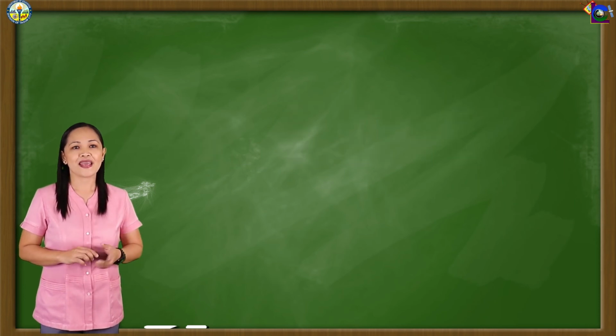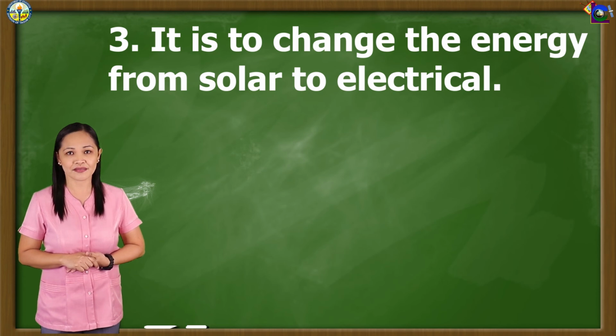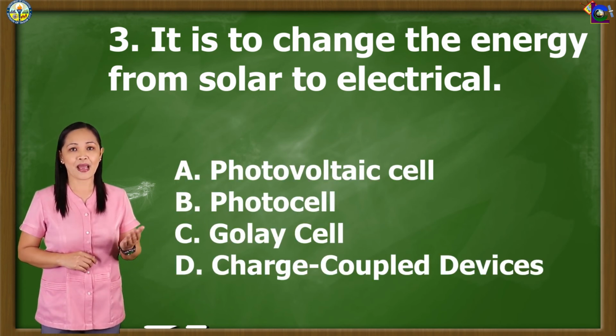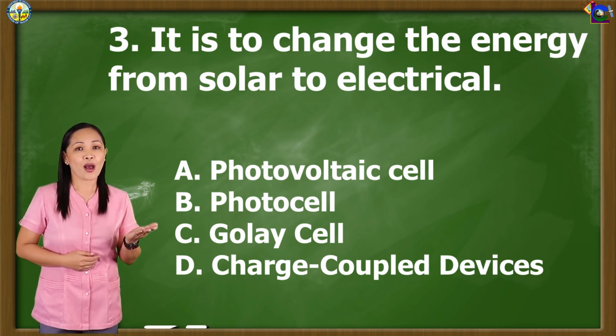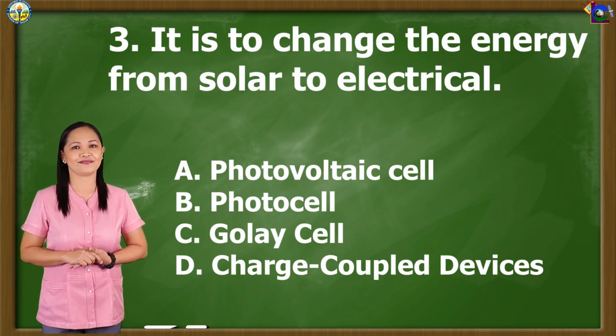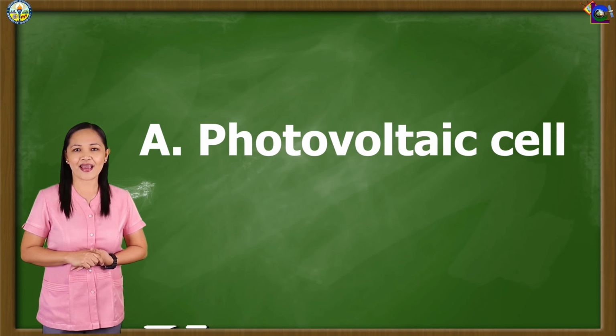Number 3. It is to change the energy from solar to electrical. Letter A, photovoltaic cell. B, photocell. C, Golay cell. And D, charge-coupled devices. The correct answer is letter A.